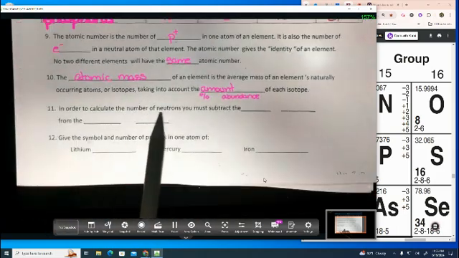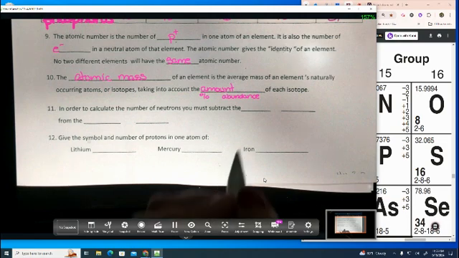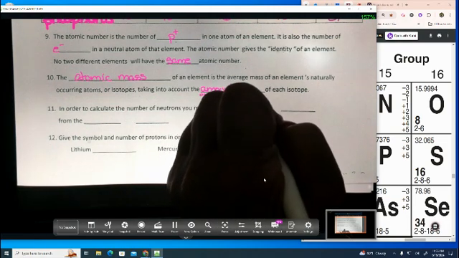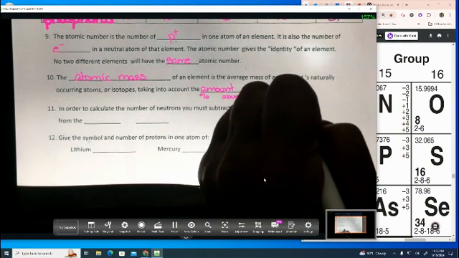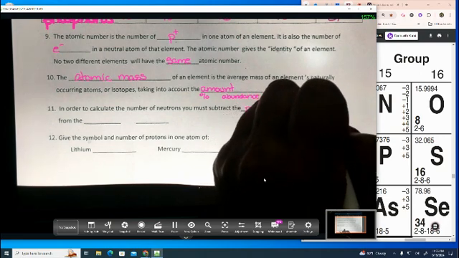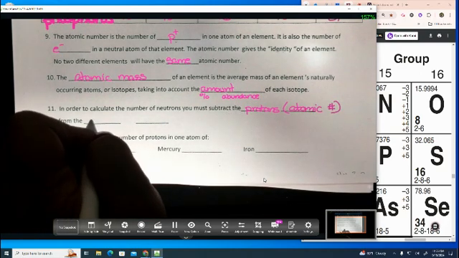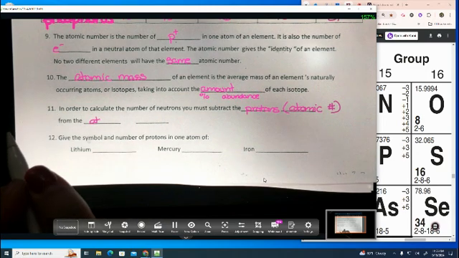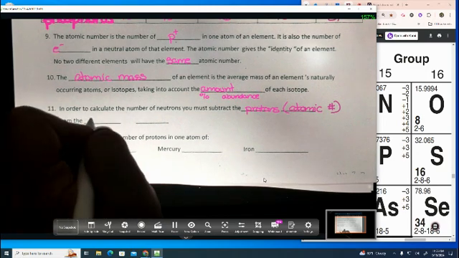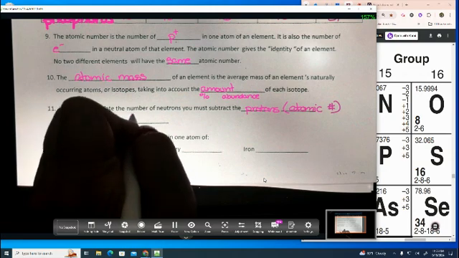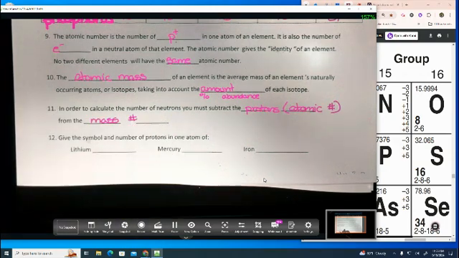In order to calculate the number of neutrons, you must subtract the what from the what. The protons, which is also the atomic number, from the mass number, because I want it to be a whole number. Or the average atomic mass rounded. And then finally we have these three things: lithium, mercury, and iron.